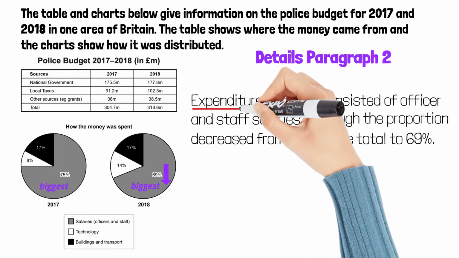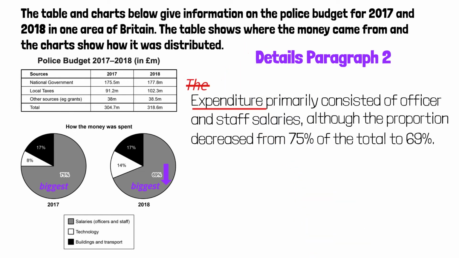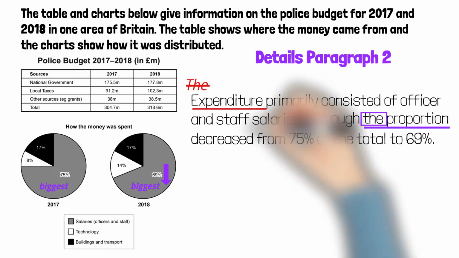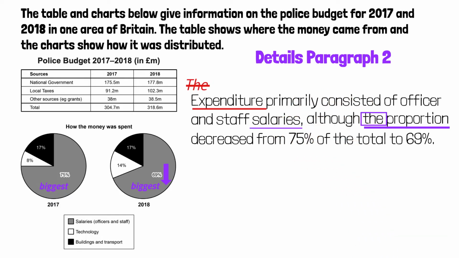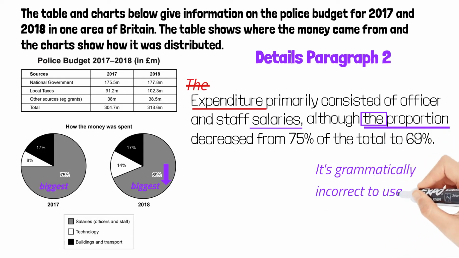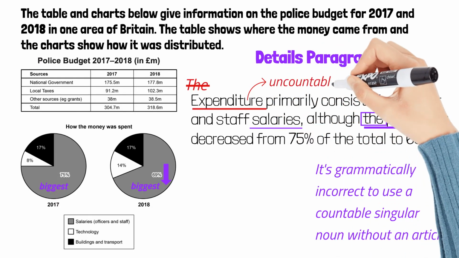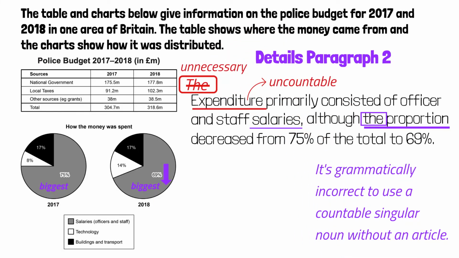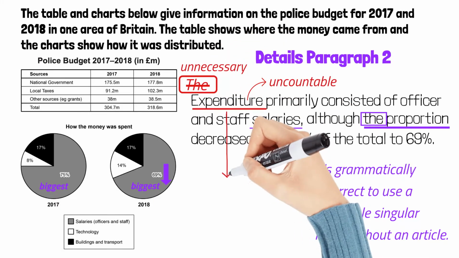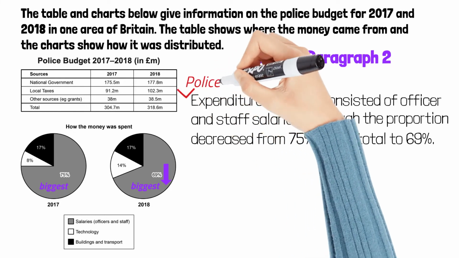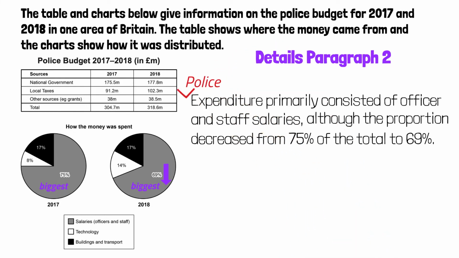I want to explain why expenditure instead of the expenditure is used. You see here, we need to use the proportion to refer to the proportion of expenditure on salaries because proportion is a countable singular noun. If you use the countable singular noun proportion without the definite article, it won't be grammatical. However, expenditure is uncountable. Therefore, the definite article is unnecessary. Readers understand that expenditure refers to place expenditure. Expenditure is clear enough, but if you are not comfortable with it, you can add place and say place expenditure, but place is not necessary.